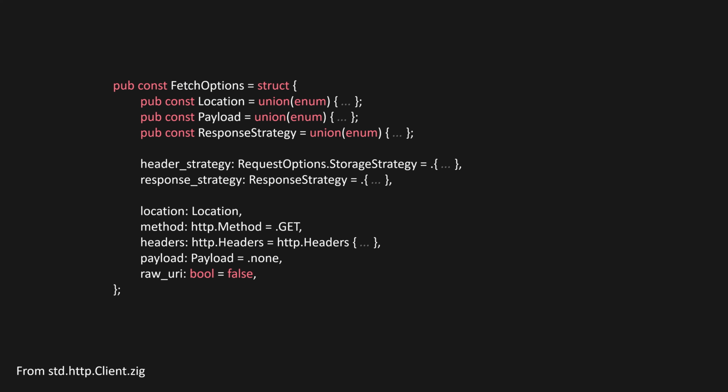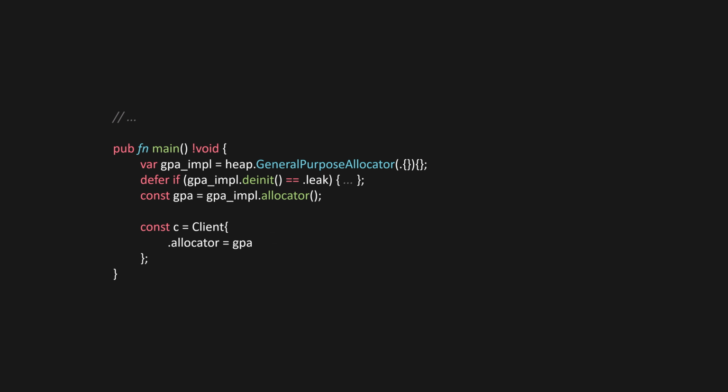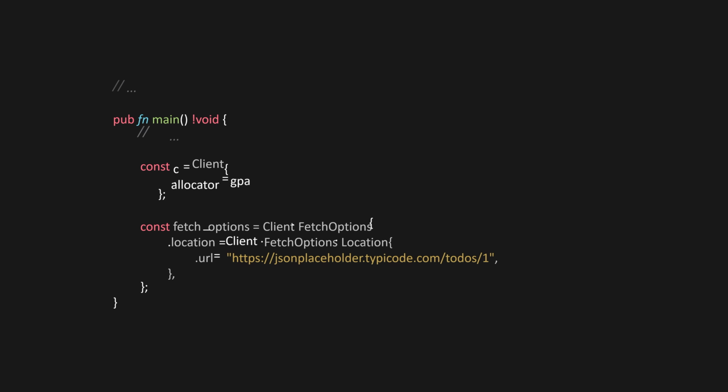Looking at the fields defined, fetch options defaults to a GET request with an empty set of headers. For our first request, these defaults will be just fine. Let's create an instance of fetch options, passing in the URL we want to retrieve the data from. Let's simply retrieve a to-do JSON object from the JSON placeholder API. With the fetch options defined, we can call the fetch method on our client instance, passing the allocator and options.